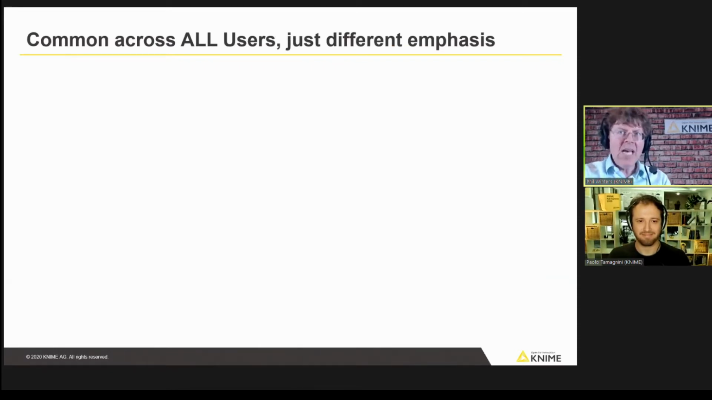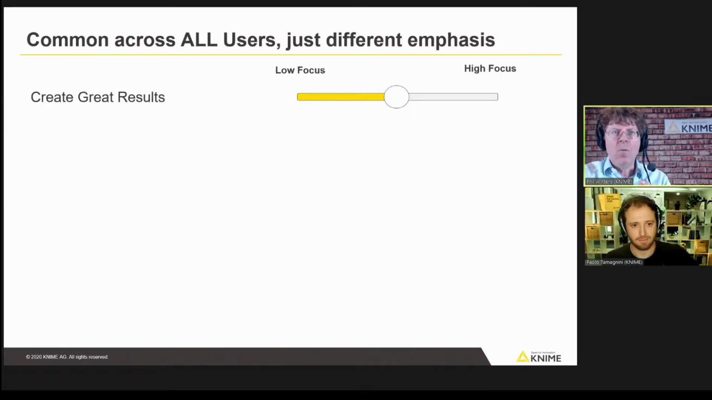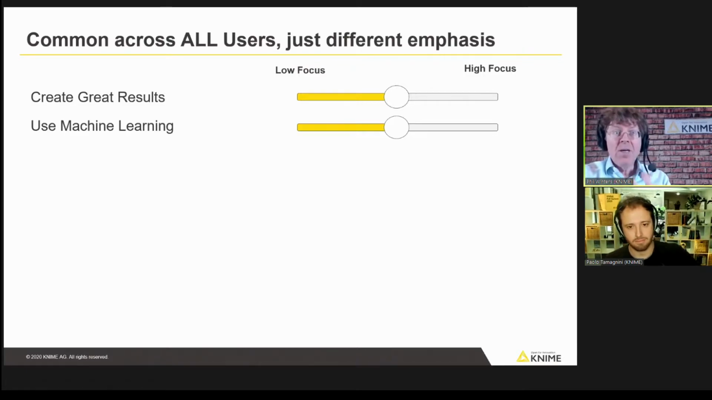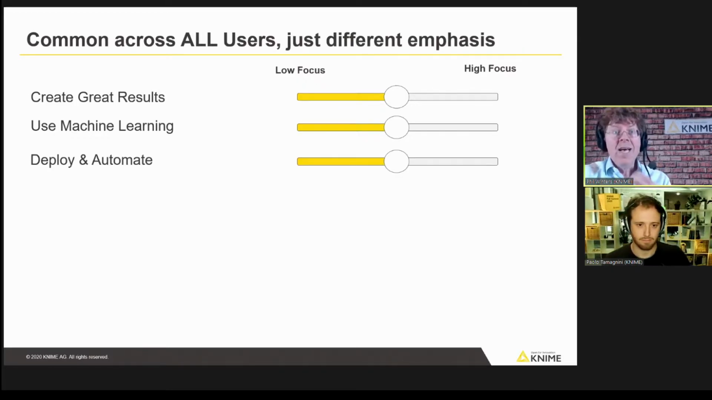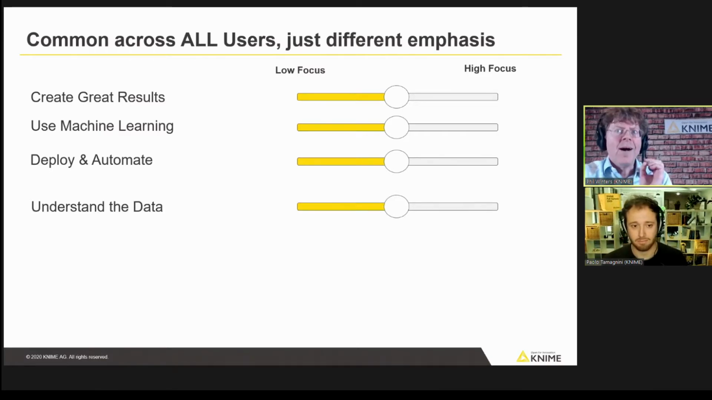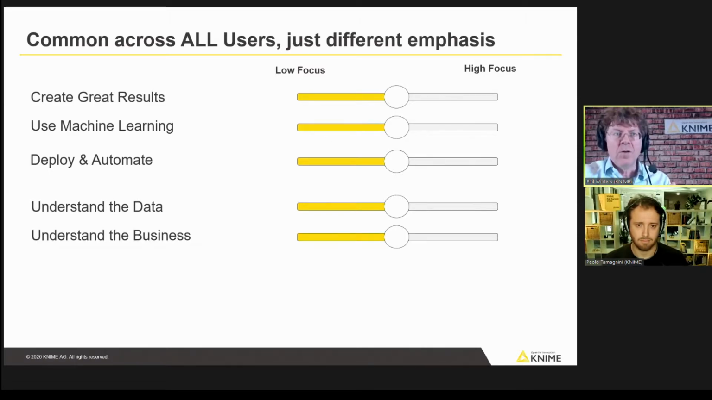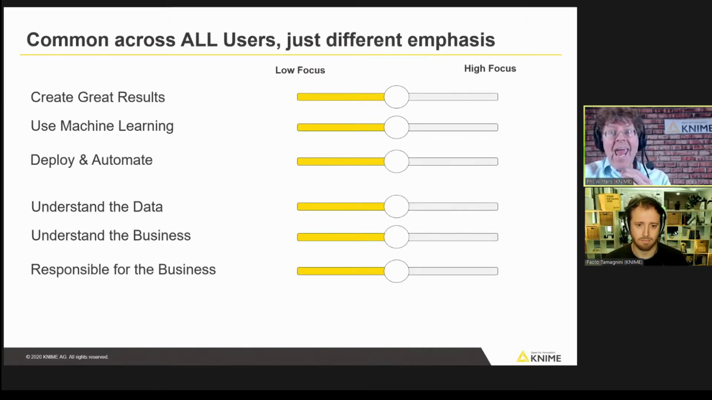Let's first take a look. Forget the labels. What do all of these users have in common that are going to be using KNIME in some way? Some of them are going to be focused on creating great results. That's a very high focus. Some just want to use them. Some are going to use machine learning, a high focus. But then again, there'll be others where that is not as important. Deploy and automate. For some groups, very important. For others, not as important. Understanding data in different contexts, that of course is really key across all of the personas. Understanding the business, and one of the key ones, the responsibility for the business.